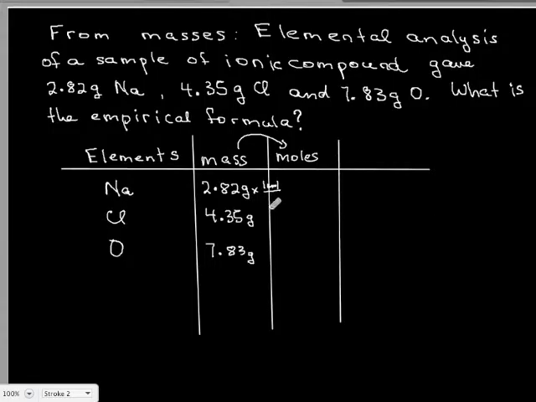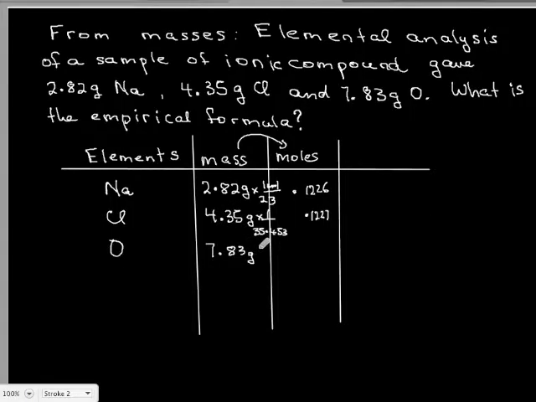So for example, for sodium, it is 23. So 2.82 divided by 23 gives you 0.1226. So we have 0.1226 moles of sodium in 2.82 grams. Similarly with chlorine, the atomic mass unit is 35.453. So if you multiply by 1 over 35.453, you will get 0.1227 moles of chlorine in 4.35 grams of chlorine.